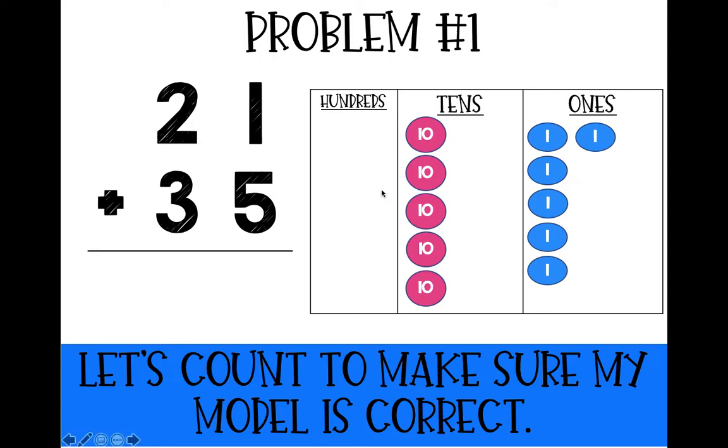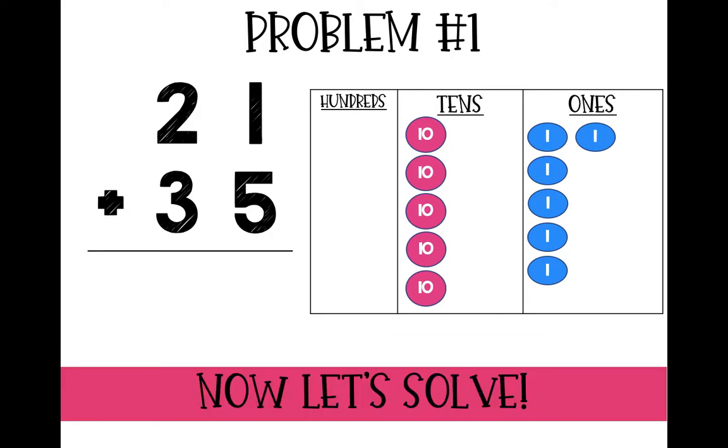All right, let's count again to make sure our model is correct. We have 2 10s and 3 10s. 1, 2, 1, 2, 3. We have 1 1 and 5 1s. Here's 1 1 and here's 5 1s. So we know that our place value chart is correct. Now we can solve our problem.